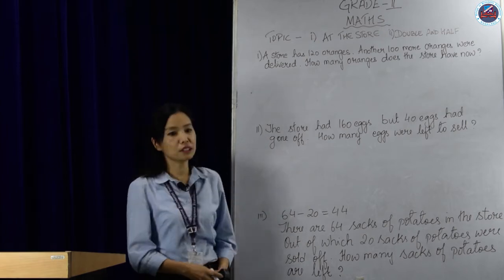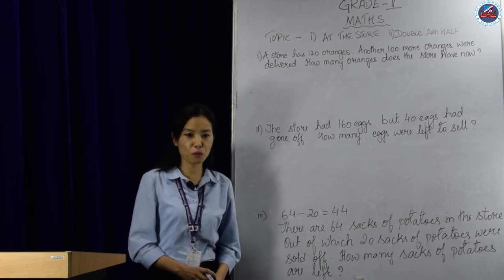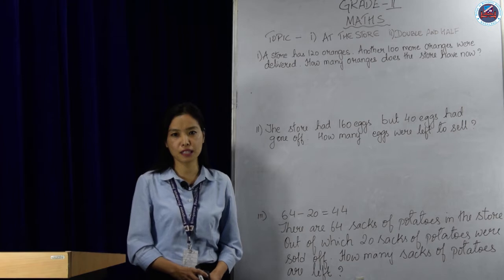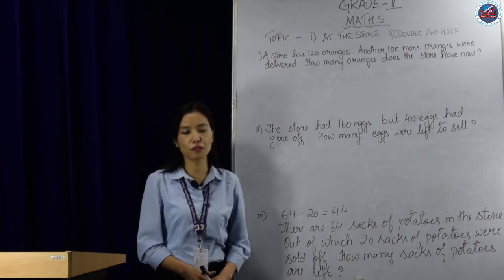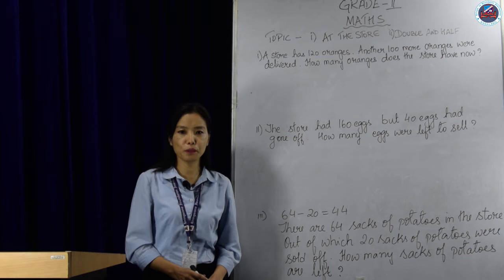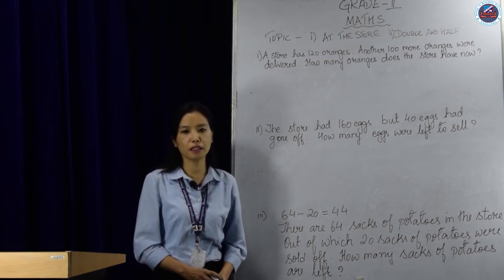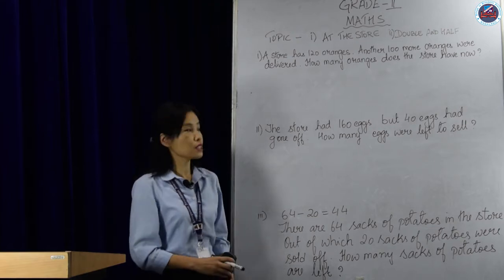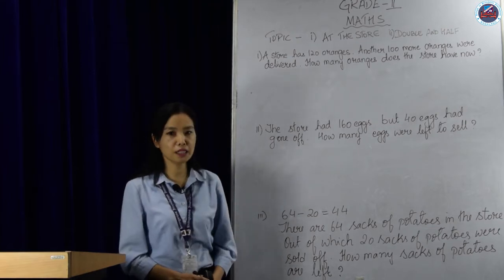As we all know, addition means finding the total by combining two or more numbers. It is usually signified by the plus symbol, whereas subtraction is a process of taking away one number from another. It is usually signified by the minus symbol. So let us do a quick word problem related to addition and subtraction.